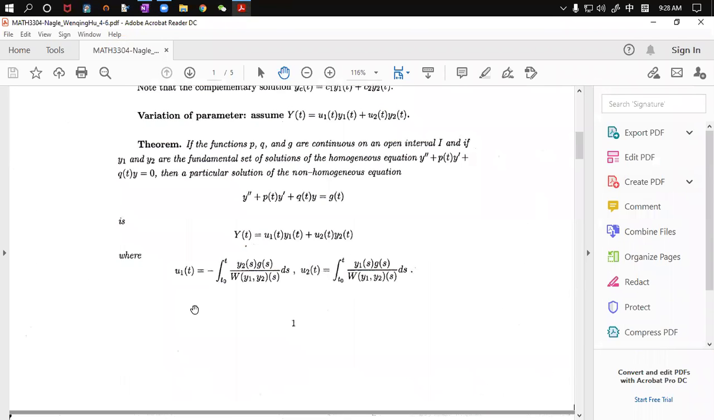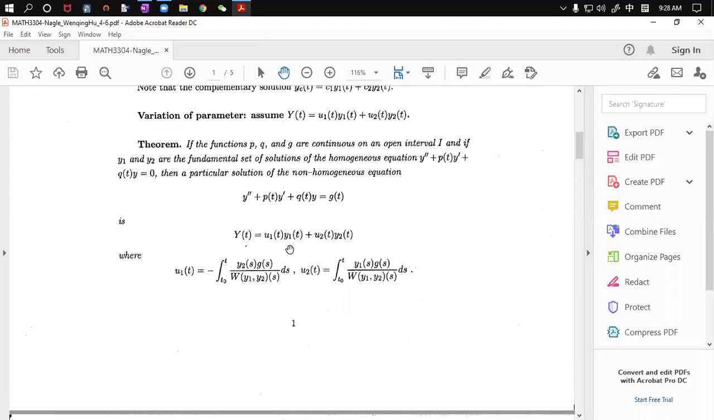The theorem says that if the functions P, Q, G are continuous, then a particular solution of the non-homogeneous equation, where the right-hand side is G, is given by U1 multiplied by Y1 plus U2 multiplied by Y2, where U1 is minus Y2 and U2 is plus Y1, both multiplied by G divided by the Wronskian. That's a very important formula.